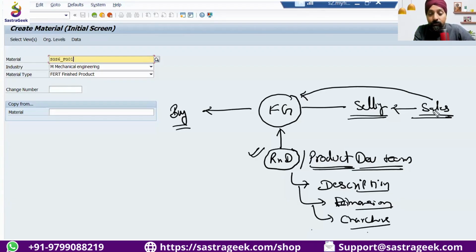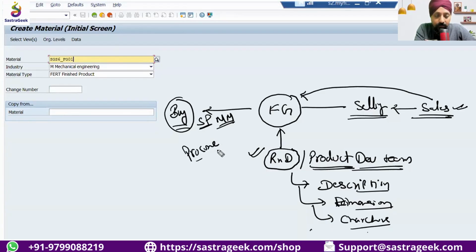Now, the sales team needs to sell this product. So to sell this product, whatever things they need to maintain, they would have their own master data. Buyer team or your sourcing and procurement team or your MM team would also be responsible. MM team would be responsible to procure this material. So they would also be maintaining their master data if it is a buy and sell scenario.